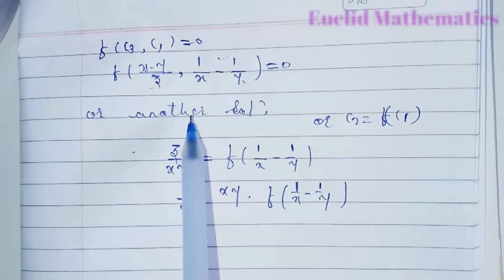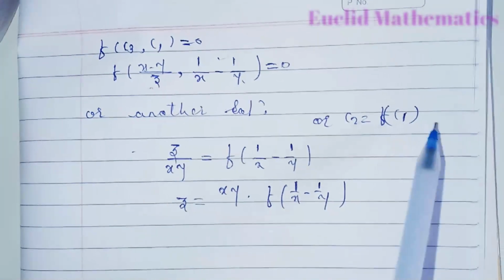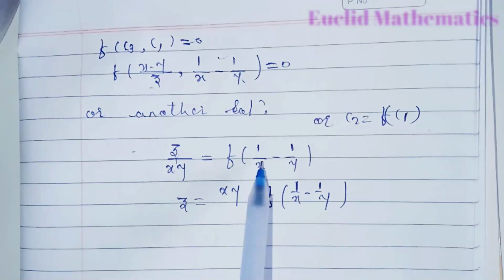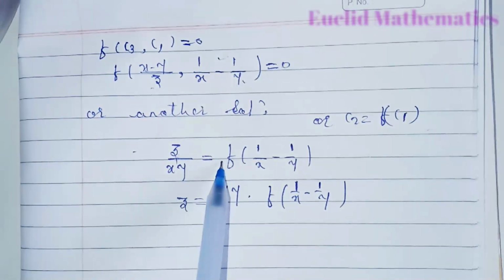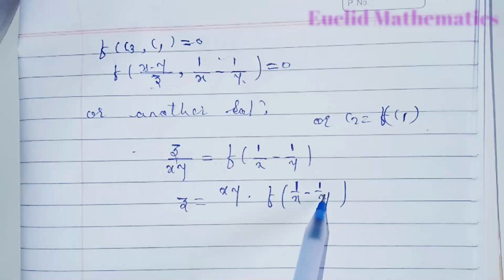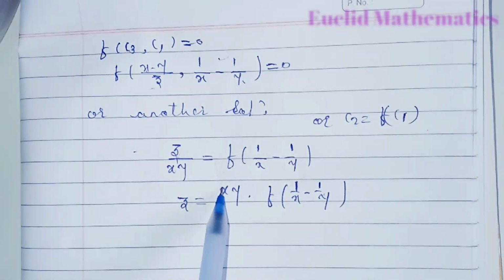Now let's go for another possible combination. Another solution we can write is c2 equal to f of c1. Now c2 we got here as z by xy, and c1 is f of 1 upon x minus 1 upon y. So take that denominator xy to the other side, then we get z equal to xy multiplied by f of (1 upon x minus 1 upon y). These are the solutions we got by using Lagrange's method.